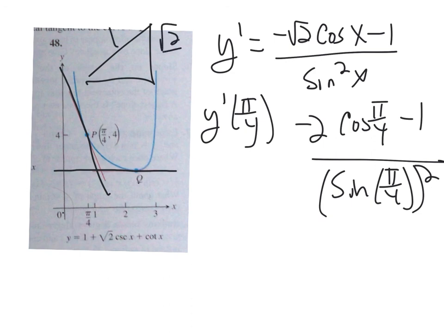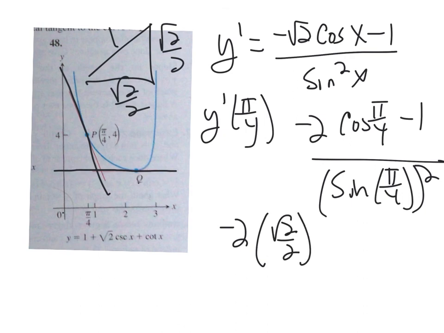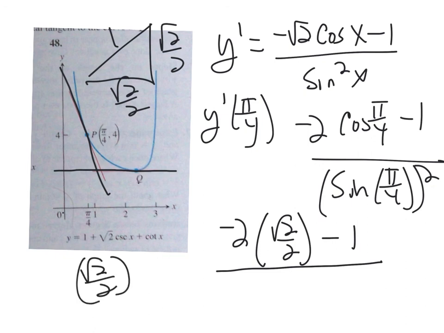1, square root of 2 over 2, square root of 2 over 2. So this is going to be negative 2 times root 2 over 2 minus 1 over the sine of pi over 4, which is, again, root 2 over 2. Root 2 over 2, but I'm going to square that. So I think that's 1/2.